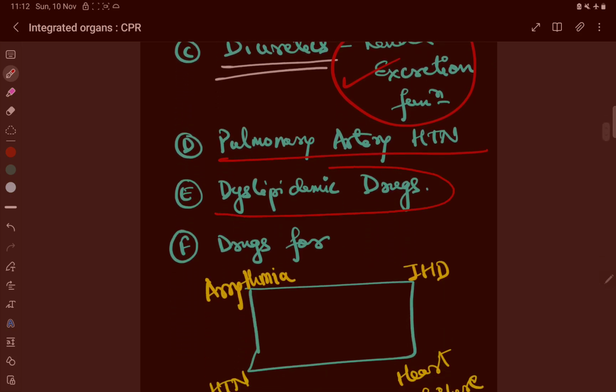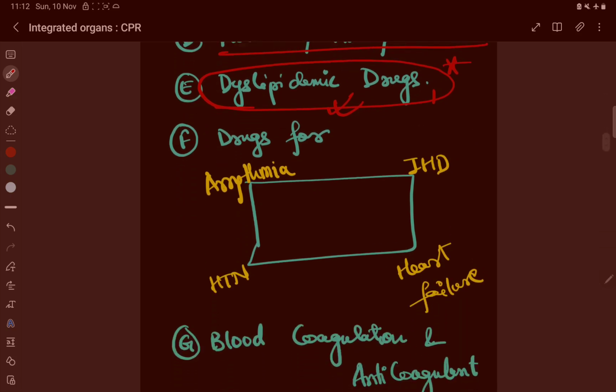We'll go about the dyslipidemic drugs. What are the important dyslipidemic drugs? We are discussing statins, fenofibrates, and nicotinic acid. Okay, so we'll go and discuss these. Now the four important diseases in the cardiovascular system are arrhythmia, ischemic heart disease, hypertension, and heart failure.